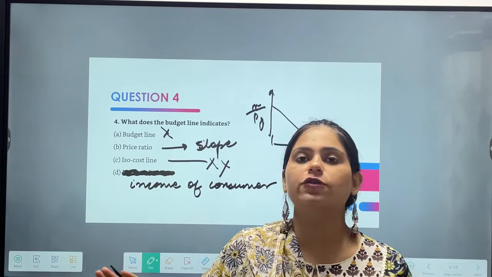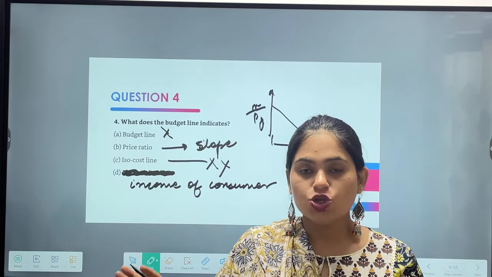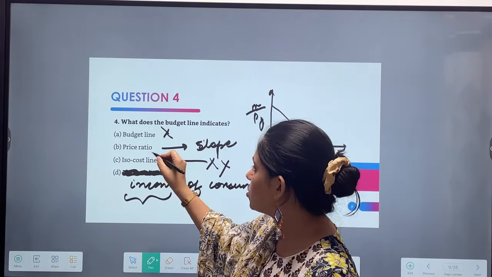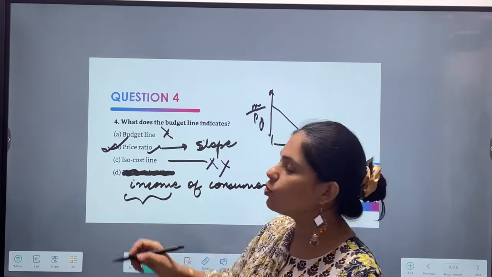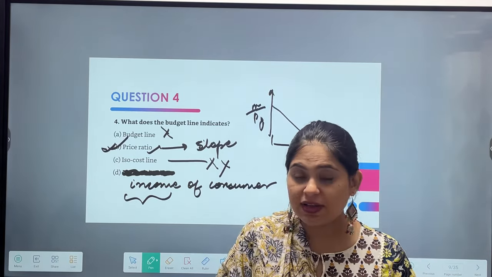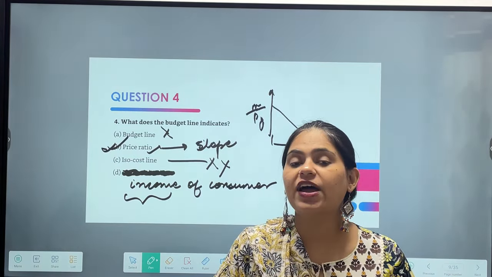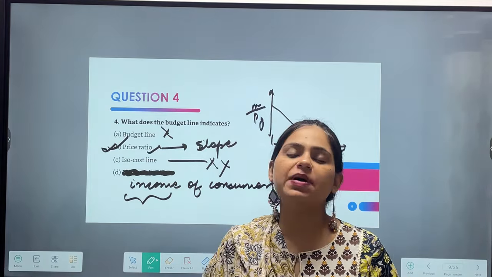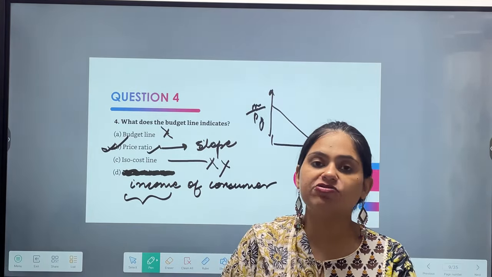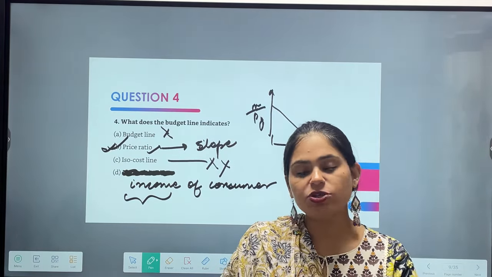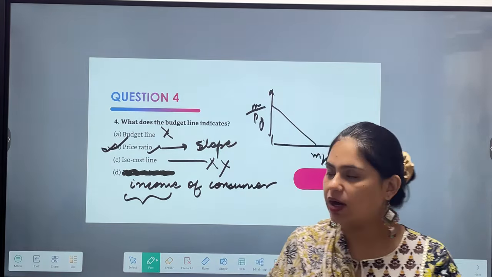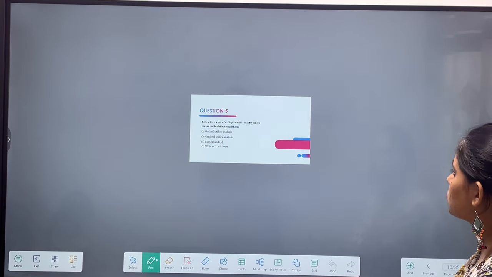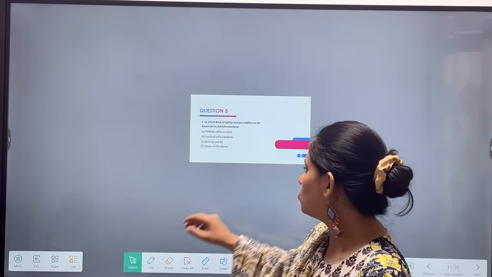So whenever given a choice between income and price ratio, I would still like to go with price ratio. Both of them are correct, mind you. But if I have to select one option, I would like to go with Px by Py. I would like to go ahead and tell that it represents the ratio at which market substitutes one good for another. Okay. So let us go ahead and take the next question, and this is the question.